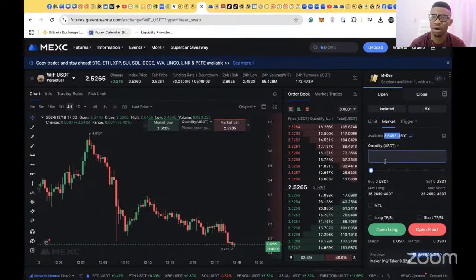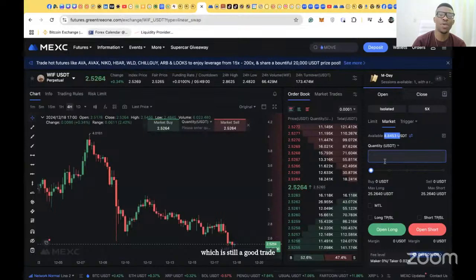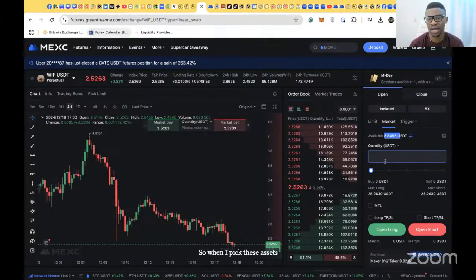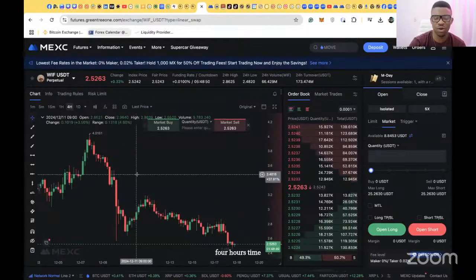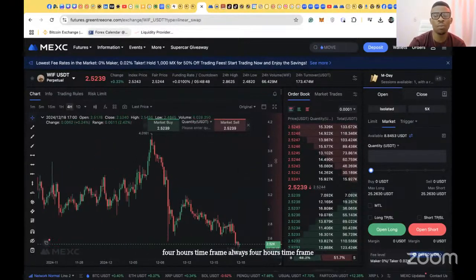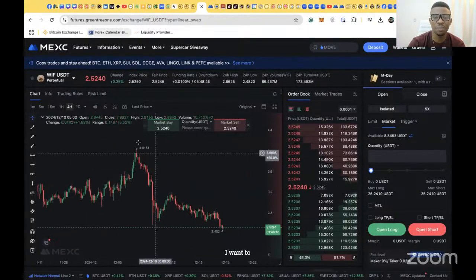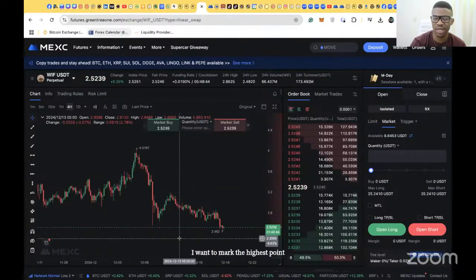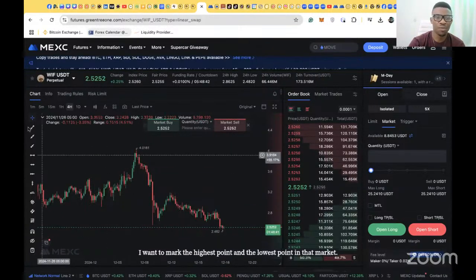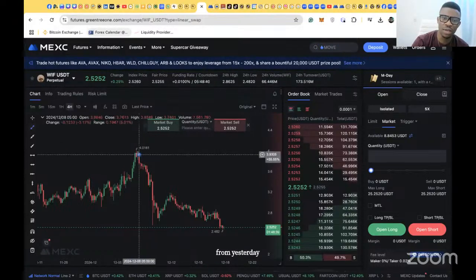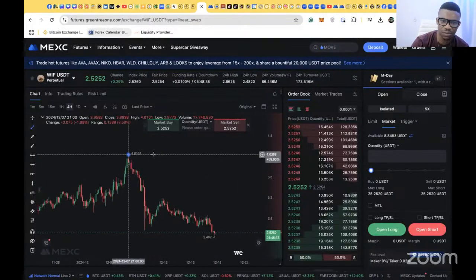And I'm in a drawdown of 0.44% thereabout, which is still a good trade. So when I pick this asset that is suitable for my account balance, the next thing I will do is to check the 4 hours time frame, always 4 hours time frame. I want to mark the highest point and the lowest point in that market. From yesterday, we marked here as the highest point.